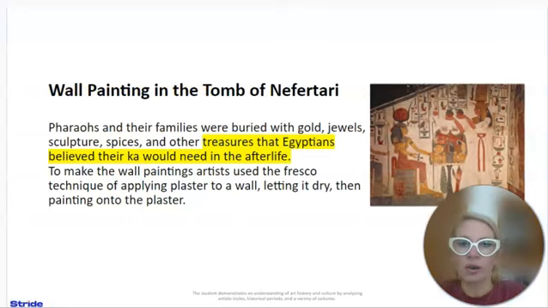So pharaohs and their family were buried with gold, jewels, sculptures, spices, and other treasures that Egyptians believed their ka would need for the afterlife. To make the wall paintings, artists used the fresco technique of applying plaster to a wall, letting it dry, and then painting onto the plaster.